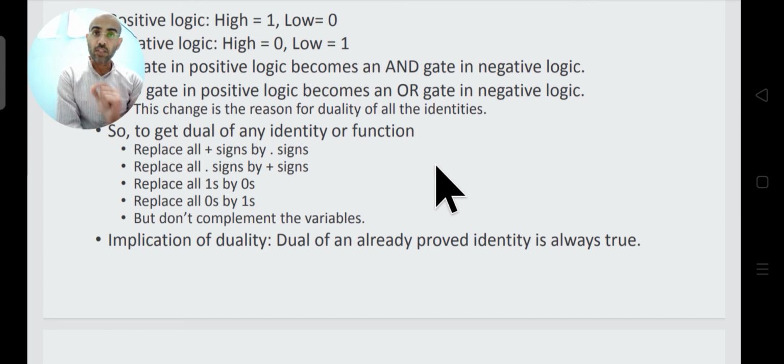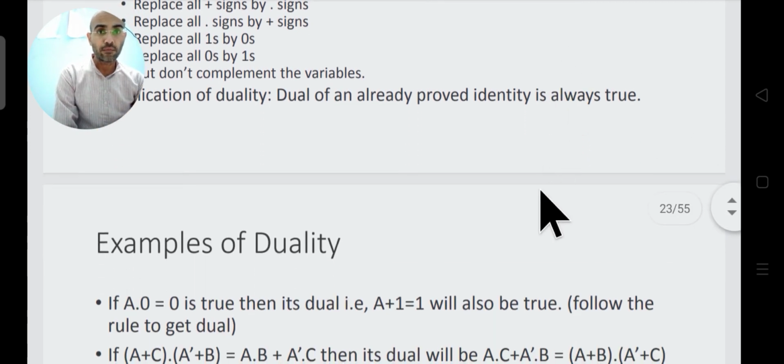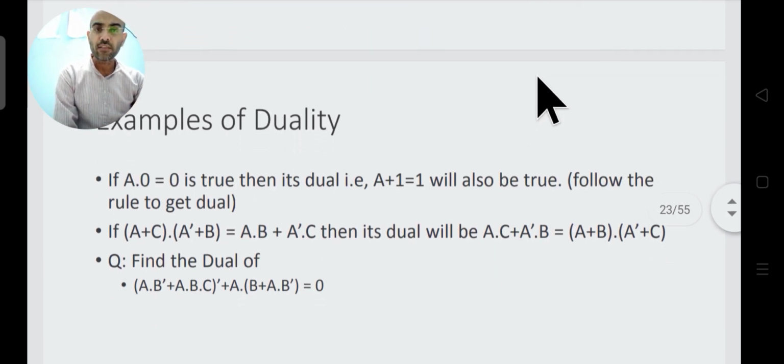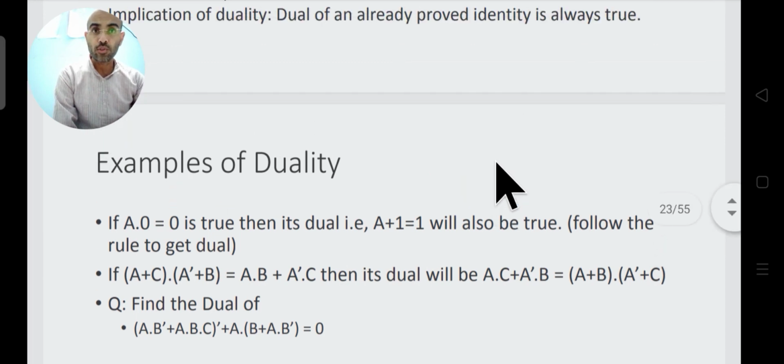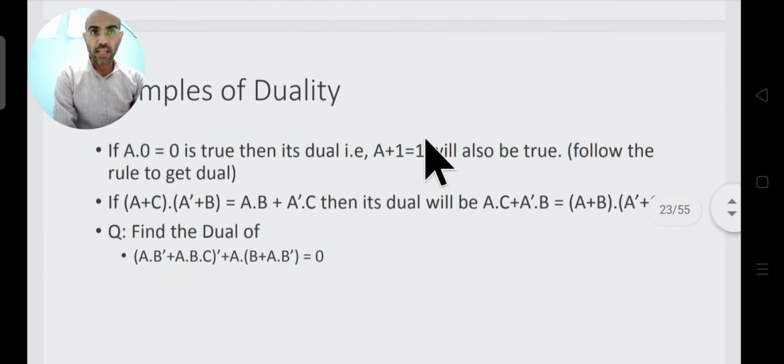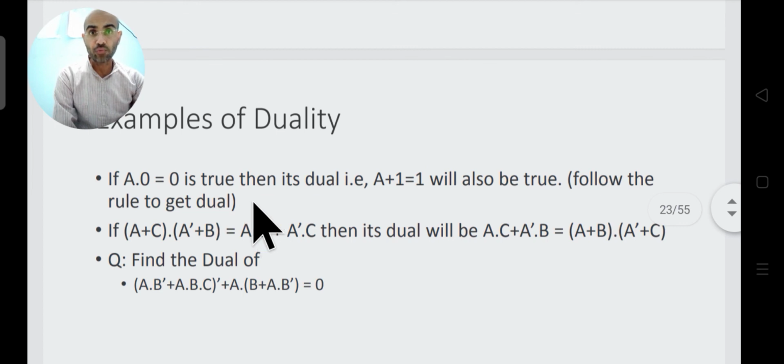And the good thing with the dual is that you don't have to prove these duals separately. If you have proved a certain identity, then the dual of that identity will also be true. Or if you have proved it in one form, vice versa, the other form will also be true. So if one form is already proved, then we assume that the other form, or the dual, is also proved.